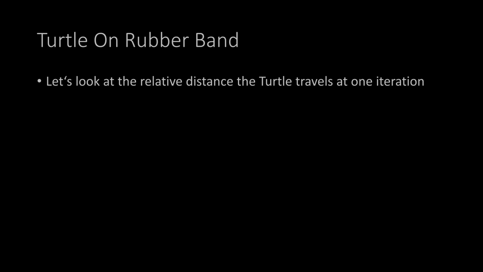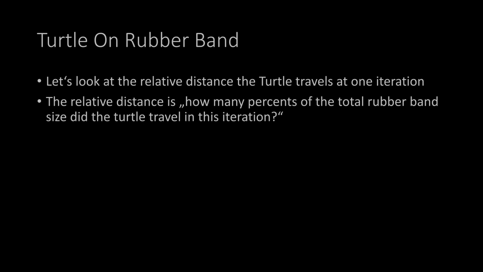So to get to the point, let's look at the relative distance the turtle travels in 1 iteration. In the beginning, the relative distance in 1 iteration, which is equal to 1 second, was 1/10 of the whole rubber band. So the relative distance is how many percent of the total rubber band the turtle traveled in this iteration.